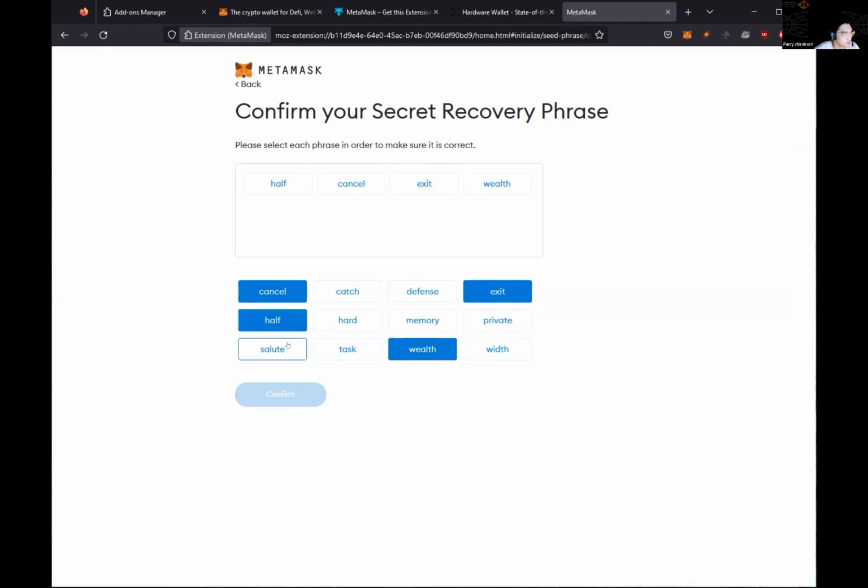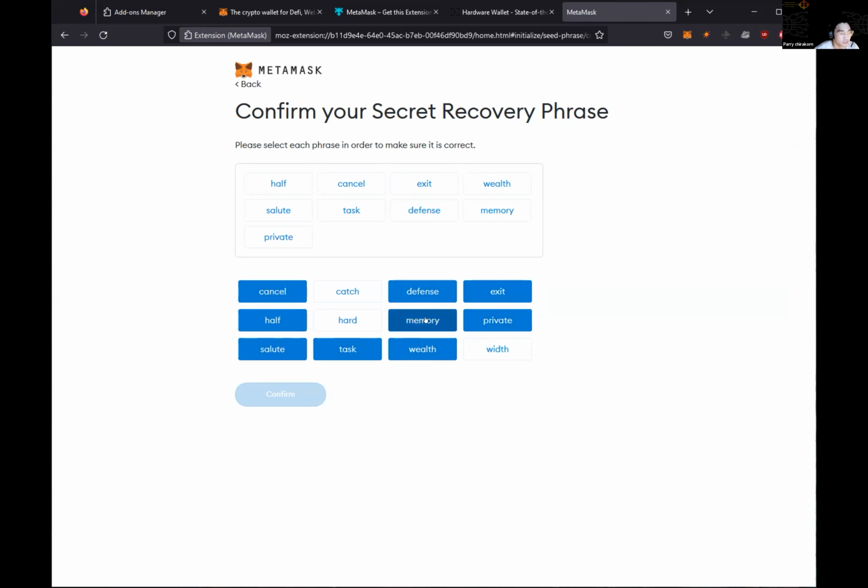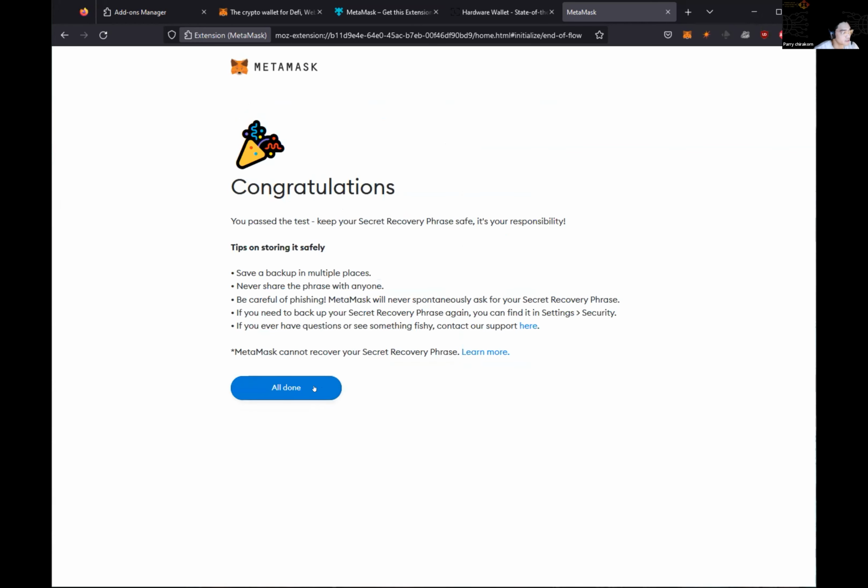Well, salute, task, fence, memory. And I would recommend getting a cold wallet eventually, but hot wallets are fine, just be careful with them. So yeah, this is done.